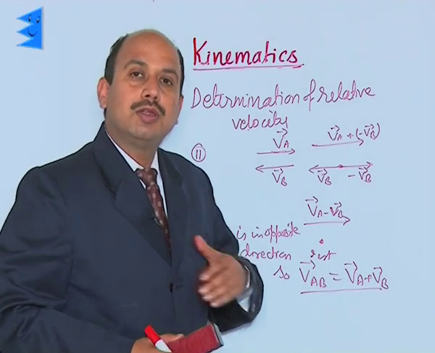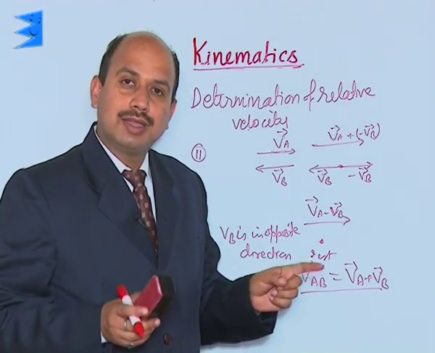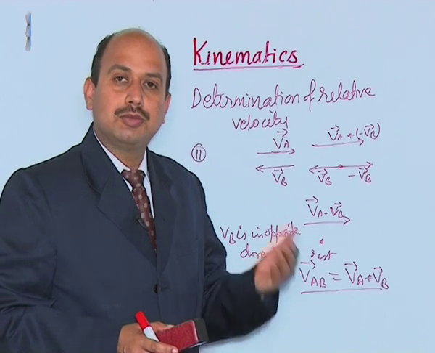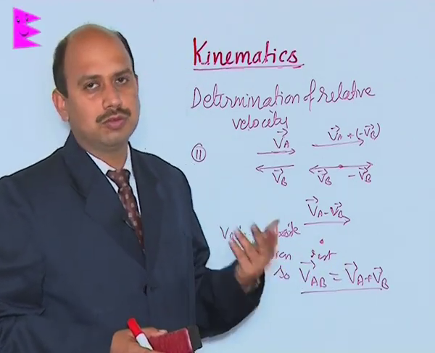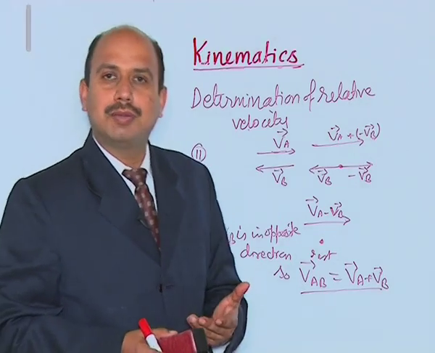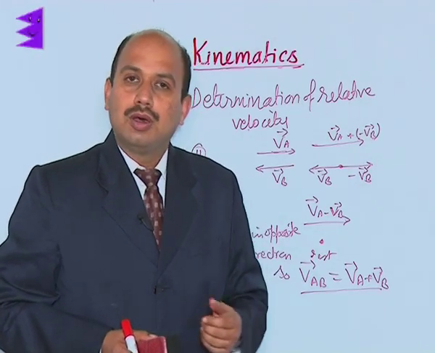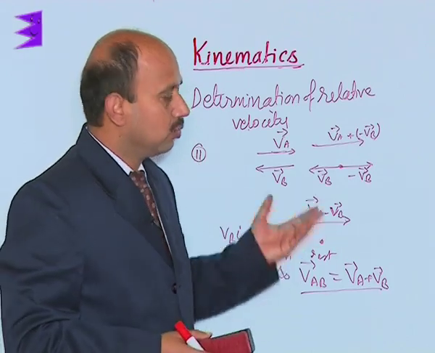So, when the two bodies are moving in opposite directions, the relative velocity of A with respect to B is equal to V A plus V B. When they are moving in the same direction, the relative velocity of A with respect to B is equal to V A minus V B. So, now let us do some examples related to these two concepts.